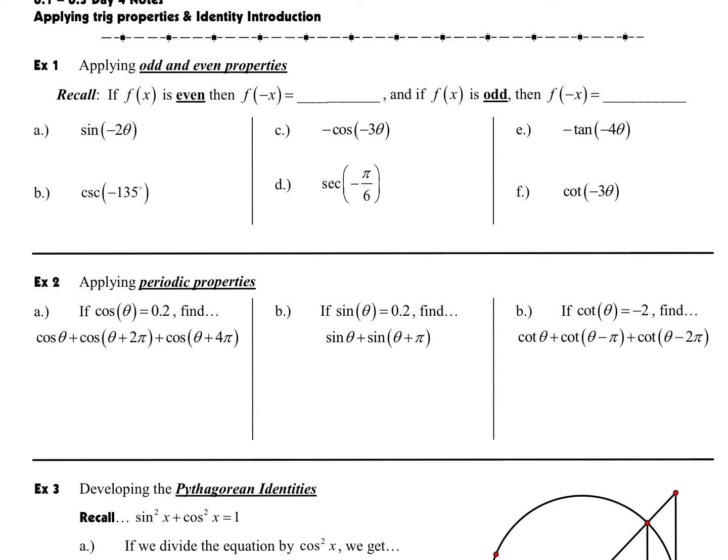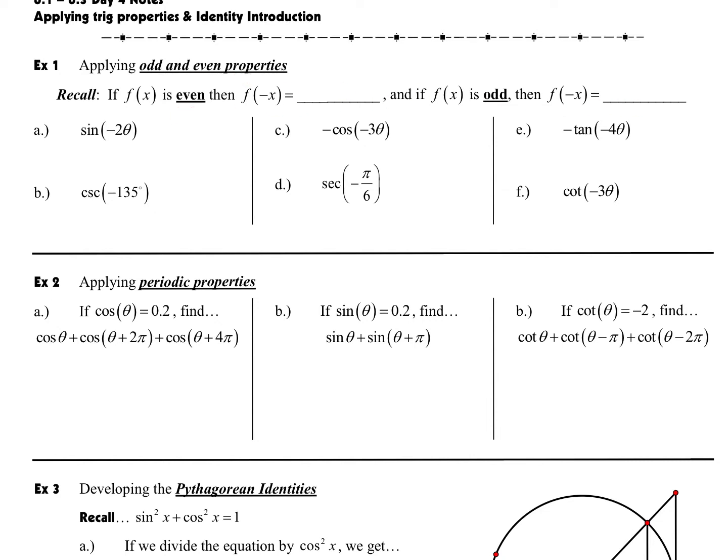In this video, we're going to do some applications of the odd and even and periodic properties. We're also going to look into Pythagorean identities and some complementary cofunctions, all of which we're going to use in the remaining sections of this chapter and the next chapter. So let's jump into our odd and even properties.